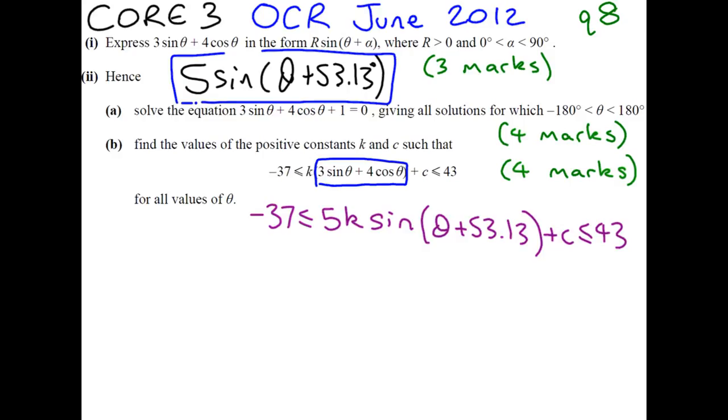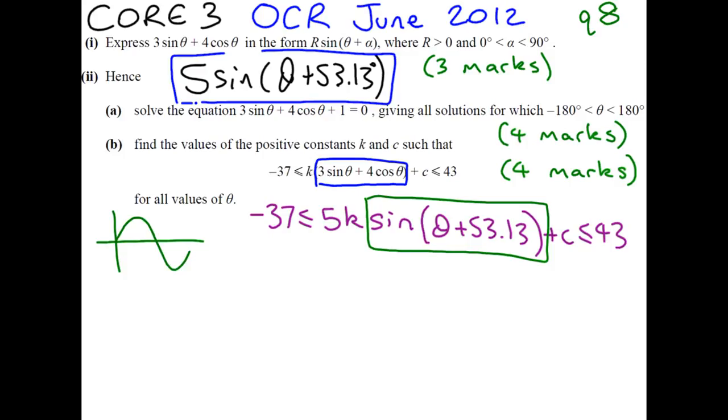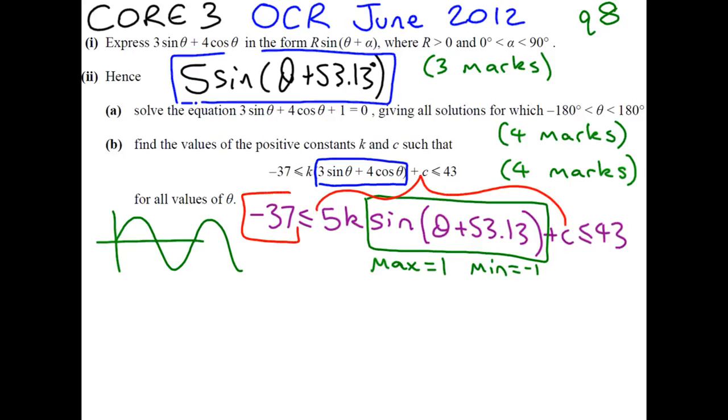Now it's very important that we understand what's going on at this stage. We have now condensed things down to just one trigonometric function, sine. Now what we know about sine, it never rises above 1 and it never dips below minus 1. So the max value of this thing in green is 1. The min value of this thing in green is minus 1. Now if you think about what the inequalities are saying, the minimum value that this thing in the middle can possibly be is minus 37.